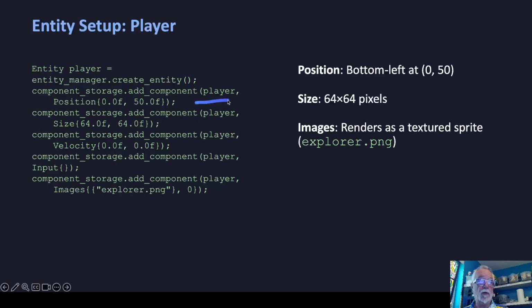We are going to give our player a position, a size, and a velocity. We need the velocity component because we're also adding an input component, so our movement system can manipulate our player. And we're going to give our player an array of images. In this particular case, we only have one image, so our array has one element, and the index for which image is going to be displayed is set to 0. That's our player. That follows up from everything that we've done so far.